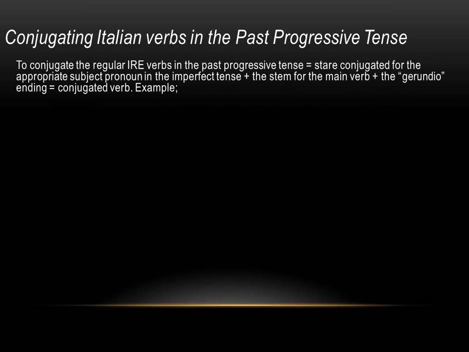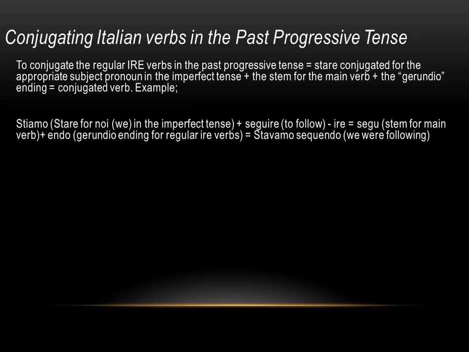And finally, to conjugate the regular IRE verbs in the past progressive tense. And by the way, this includes isc and non-isc regular IRE verbs. Equals stare, conjugated for the appropriate subject pronoun in the imperfect tense, plus the stem for the main verb, plus the gerundio ending, equals conjugated verb. So here's our example.